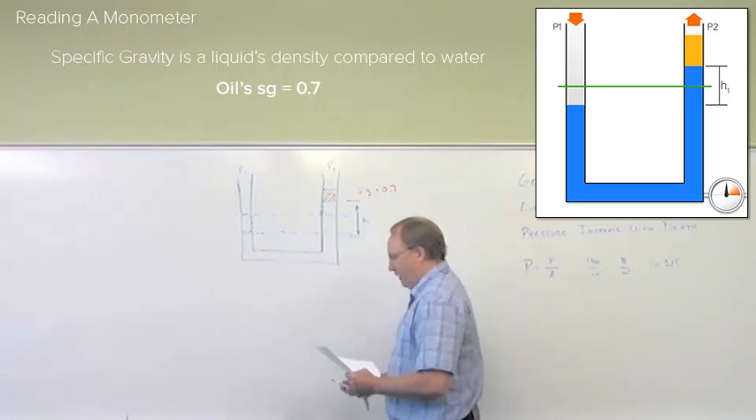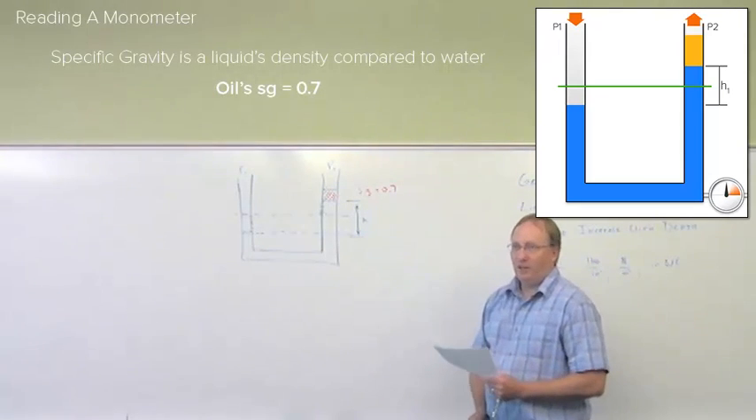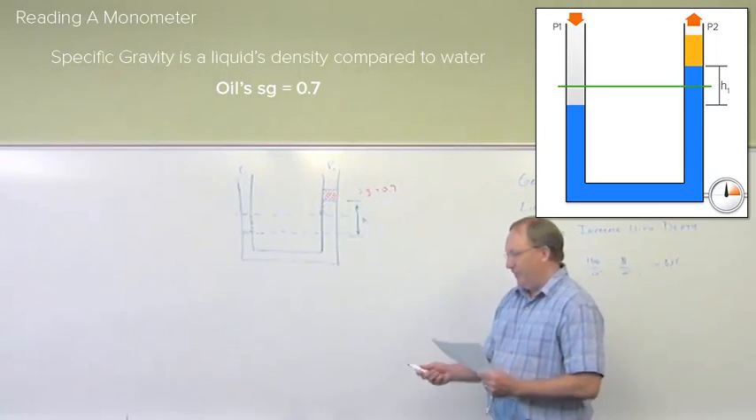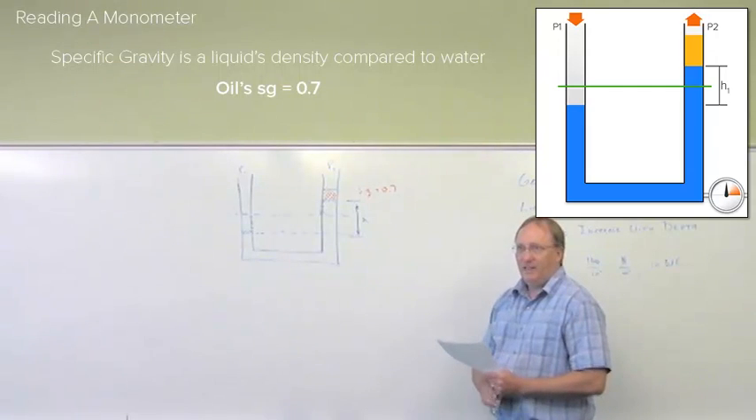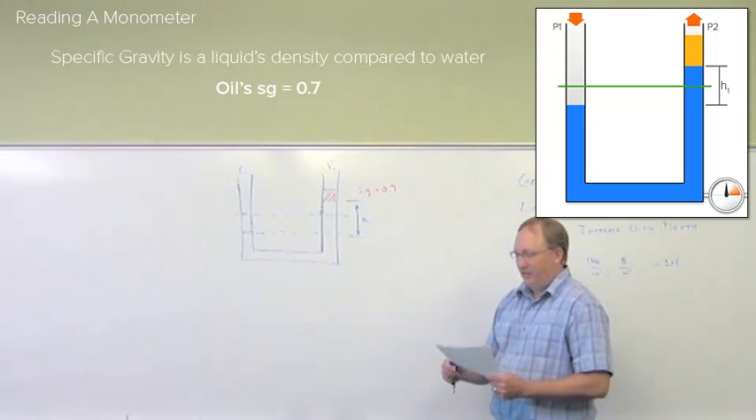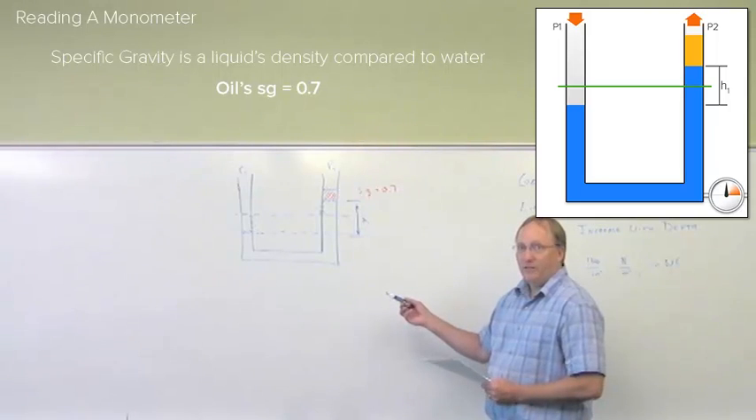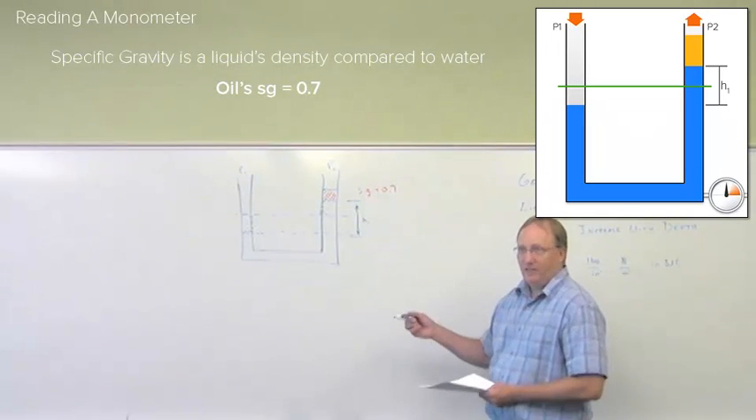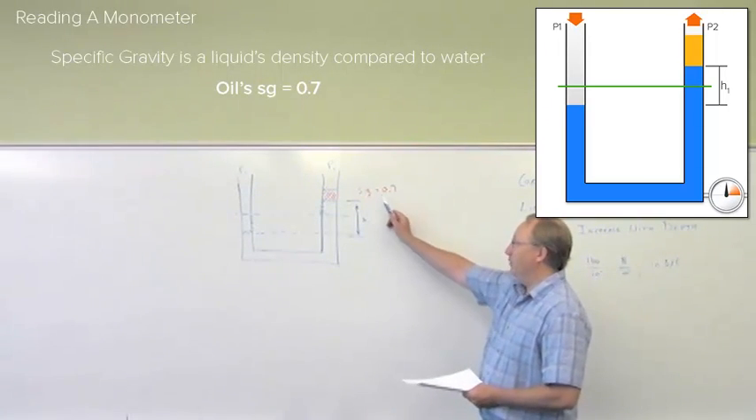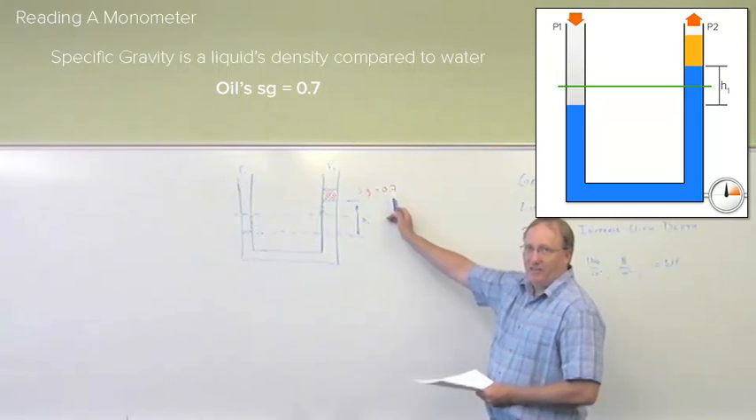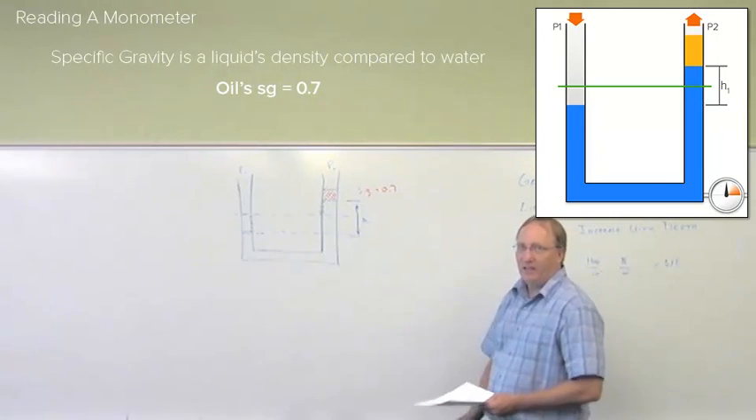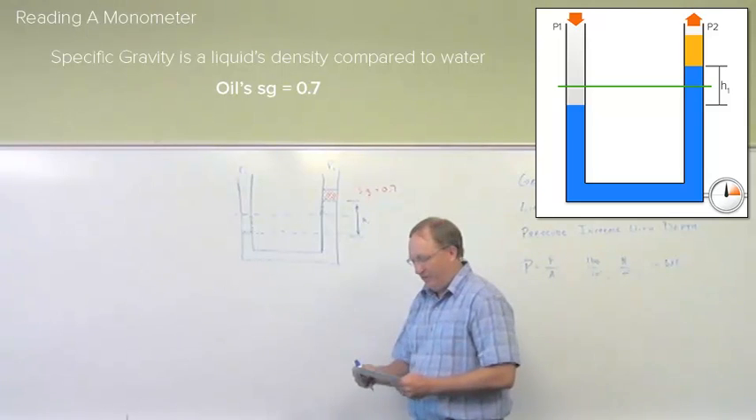Specific gravity means how dense it is compared to water. A specific gravity of 1 means it has the same density as water. A specific gravity of less than 1 means it's lighter than water, and if it doesn't mix with it, it's going to float on top. So oil, for this example, we'll say has specific gravity 0.7. Mercury has a very high specific gravity, 13.6.